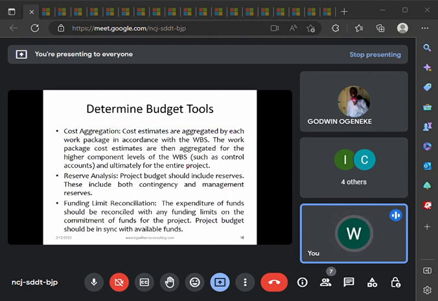What tool do we use for that? You can see I've mentioned cost aggregation is a tool. You can see repetition of reserve analysis again. Then we also have fund limit reconciliation, especially the aspect of expenditure, putting a limit to how much you can spend per week, how much you can spend per month, or how much you can spend per work package. You put funding limit reconciliation. All right. And the essence of putting that limit is so that you can do a quick checkmate. You checkmate to see if you are spending according to the budget.